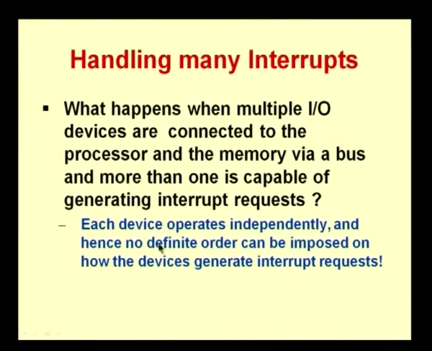So, the question basically is, how do I handle multiple interrupts? We need to have mechanisms to determine how multiple interrupts are handled. The reason that we need to worry about this is that each device operates independently, and so we cannot impose any order; no definite order can be imposed on how the devices generate interrupt requests. So, what are the issues that we need to consider when we handle multiple interrupts? That is what we need to understand next.